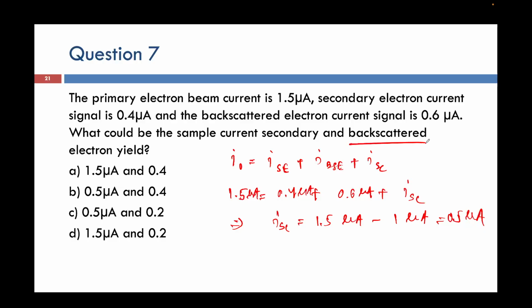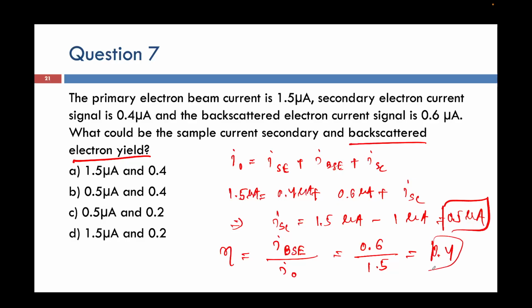Now they have asked what is the backscattered electron yield. The backscattered electron yield is the current related to the backscattered electrons divided by the total current, which I am writing as I naught. So what is the backscattered current? It is 0.6. Total current is 1.5. So what will be the answer? 0.6 divided by 1.5 is 0.4. So this is 0.5 and 0.4, so B will be the answer. This is an equation you have to take into consideration.